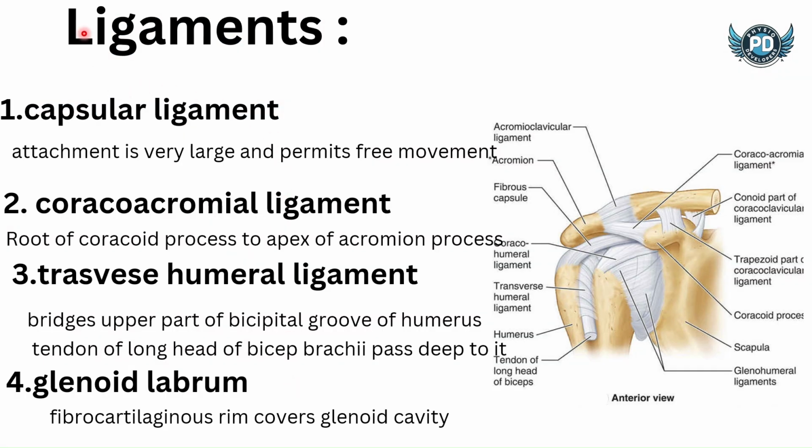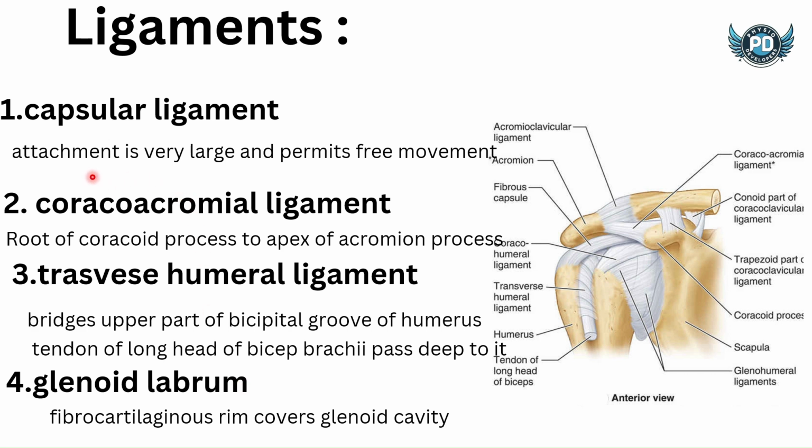Coming to the ligaments of the shoulder joint, there are four ligaments. First one is capsular ligament. Second one is coracoacromial ligament. Third one is transverse humeral ligament. And fourth one is glenoid labrum. First one capsular, second one coracoacromial, third one transverse humeral, and fourth one glenoid labrum. Now we have to mention at least 1 to 2 points for each ligament.